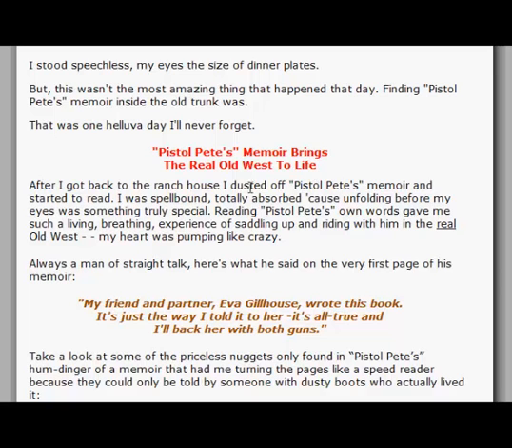Pistol Pete's memoir brings the real old West to life. After I got back to the ranch house, I dusted it off, picked up the memoir and started to read. I was spellbound, totally absorbed. Reading Pistol Pete's words gave me such a living, breathing experience.